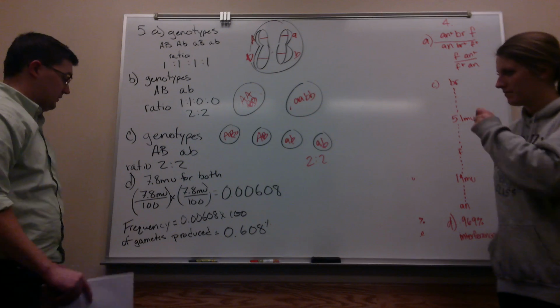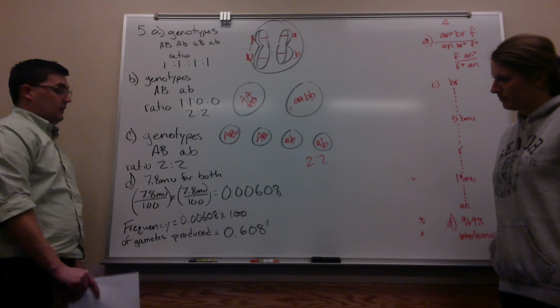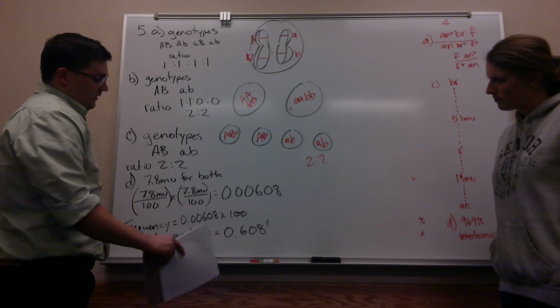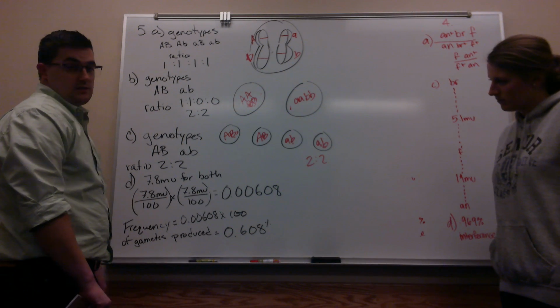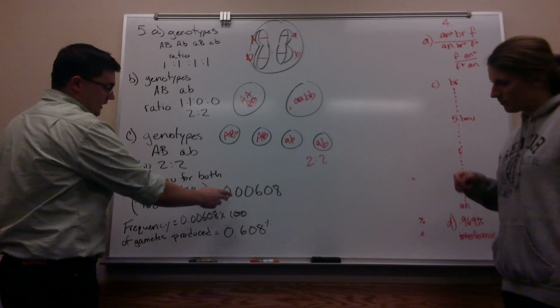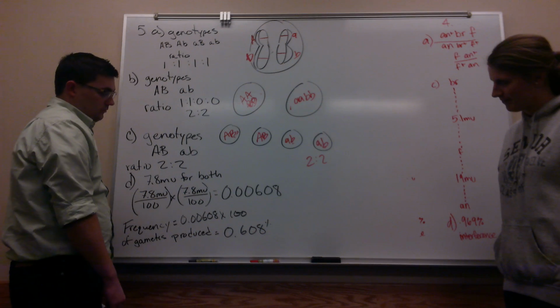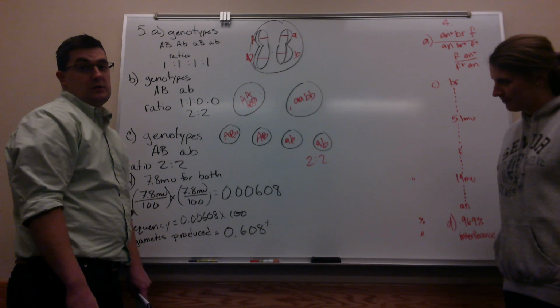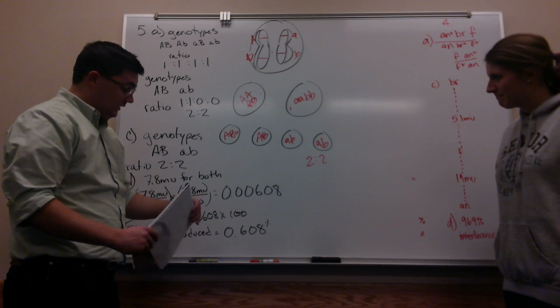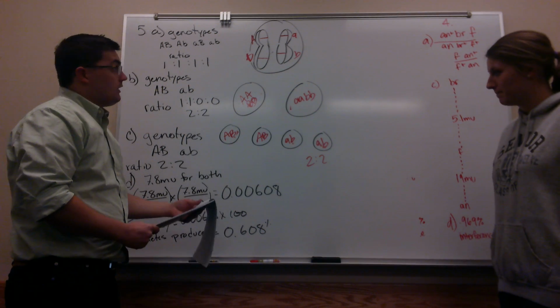So basically you take 7.8 MUs divided by 100 times 7.8 divided by 100, or squared, however you want to do that, and we got 0.00608. And so for your frequency, you just multiply that number by 100. So the frequency of gametes produced should be 0.608%. So you don't need to go any further than that because then you're getting into interference stuff. So that's what we got.